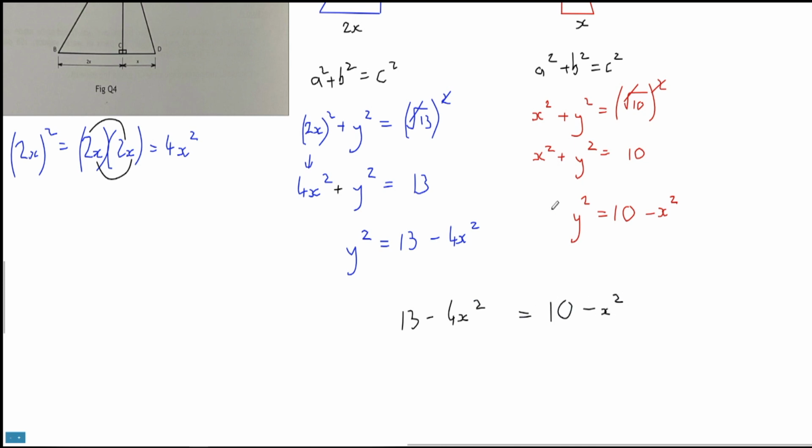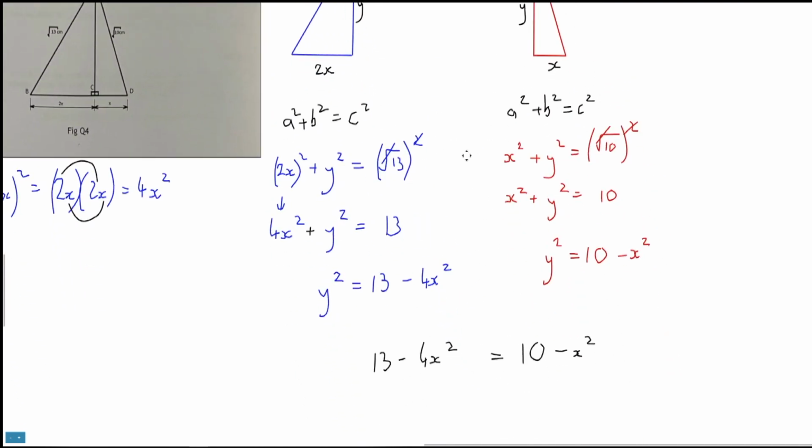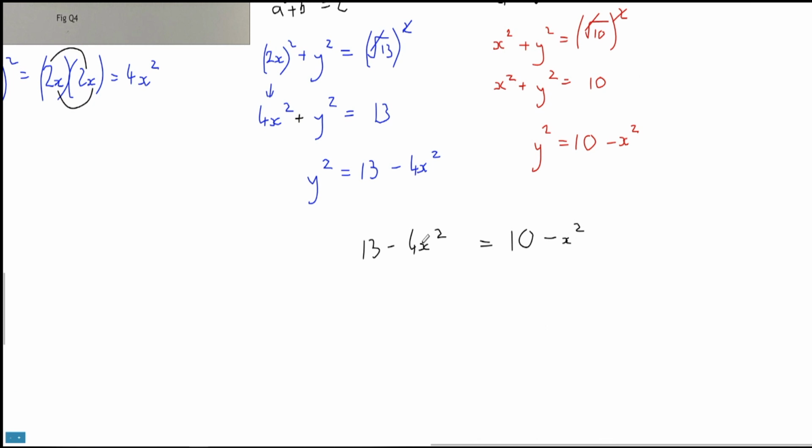This is because they have that common side. They have this one in the middle. That's the same thing, right? Okay, let's solve this then. We've got all these negatives. I'm going to add 4x squared to both sides. Adding 4x squared is going to turn this into a 3x squared, because 4x squared minus x squared is 3x squared. Then I'm going to minus 10 from both sides. So it's 13 minus 10, which gives me 3.